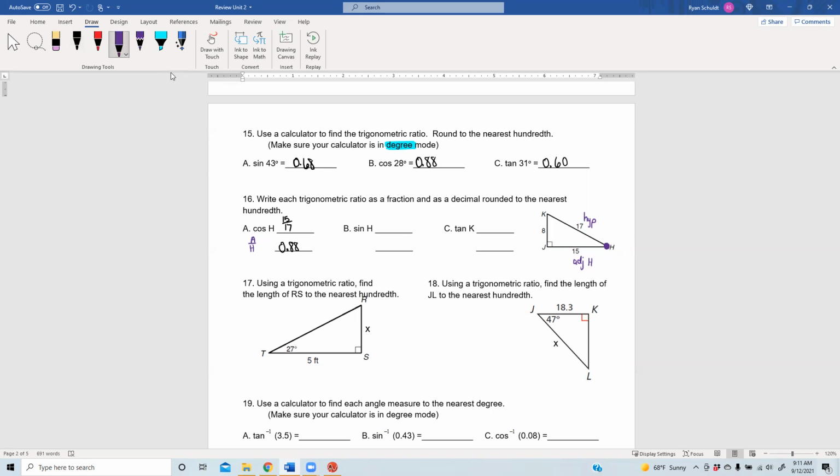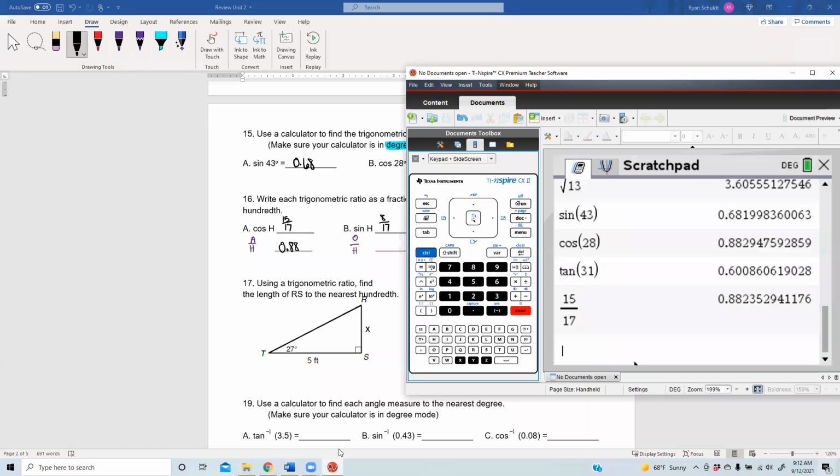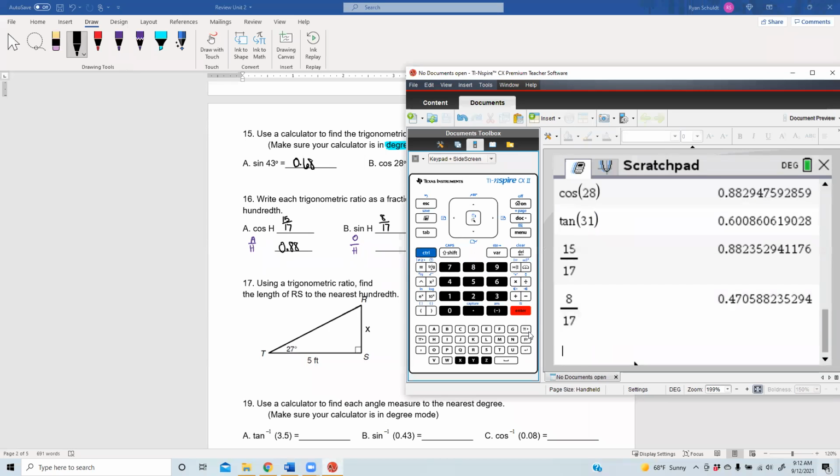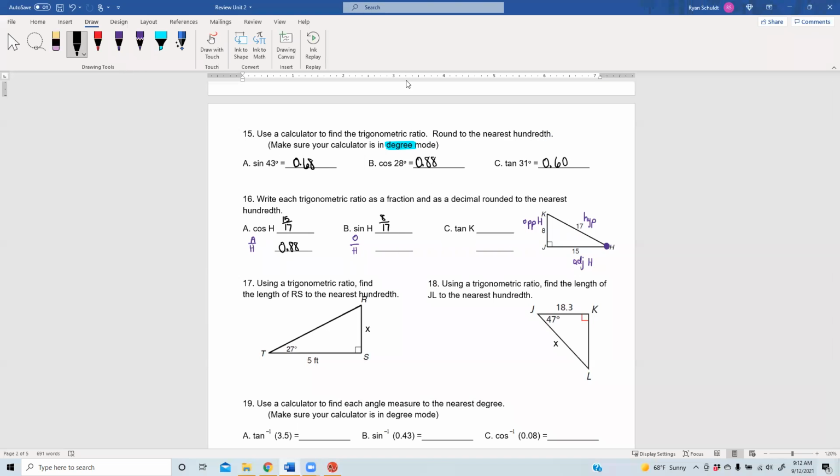Then they asked me about the sine of h. So I'm still going to be at h, but I want the sine now. So that's going to be the opposite over the hypotenuse. So which leg is opposite of h? It's going to be kj, or 8. So 8 over 17. Then I need that as a decimal. 8 divided by 17 is 0.47.